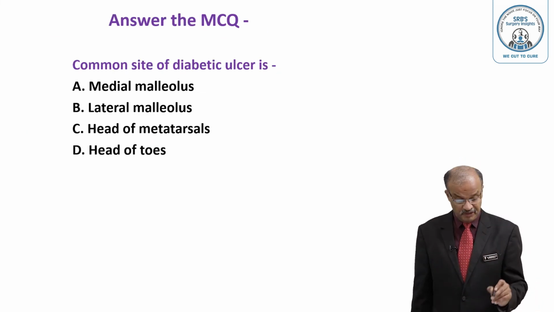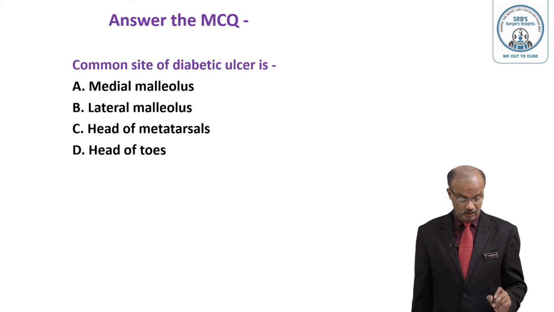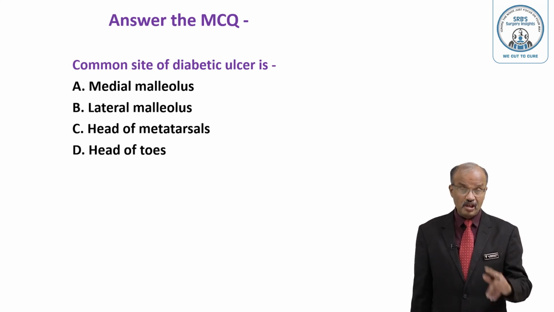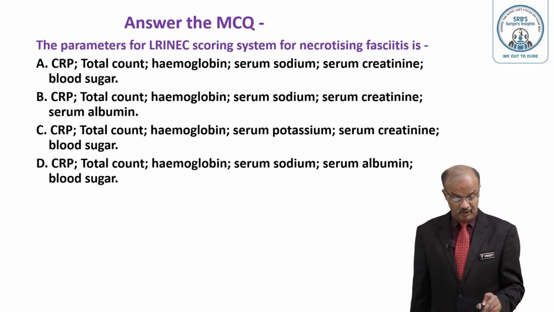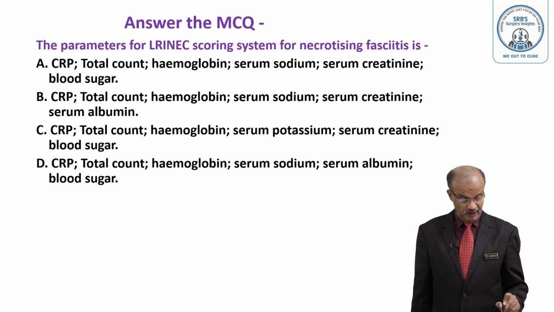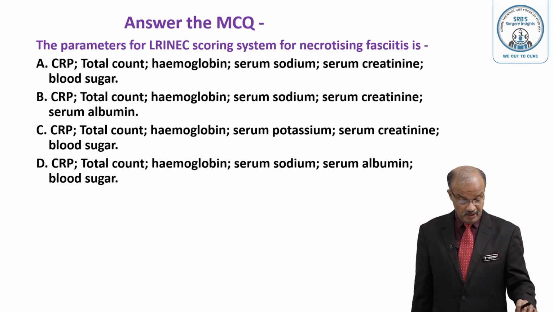So students, answer the MCQ. Common site of diabetic ulcer is: medial malleolus, lateral malleolus, head of metatarsals, head of toes. Put the right answer. I will acknowledge your answer and get back to you. Answer the MCQ. Parameters for LRINEC scoring system for necrotizing fasciitis are: A, B, C, D. I will put the right answer and I will get back to you. I will acknowledge your answer.